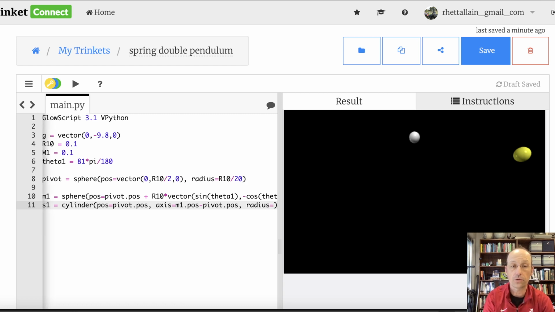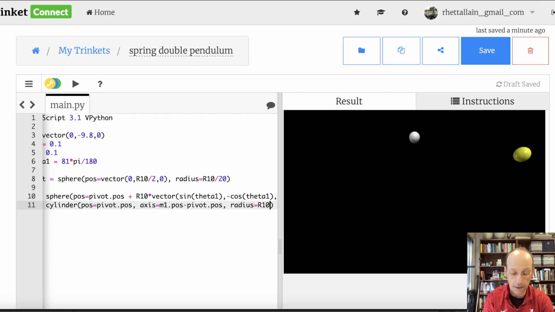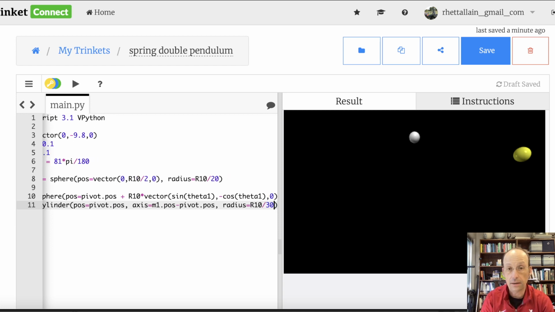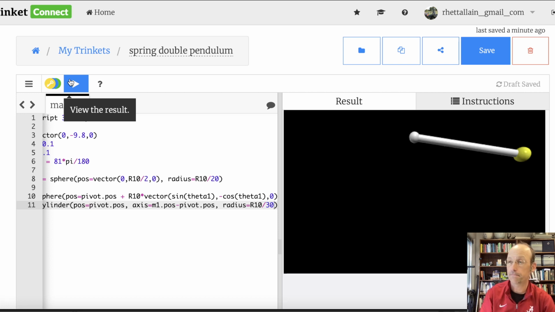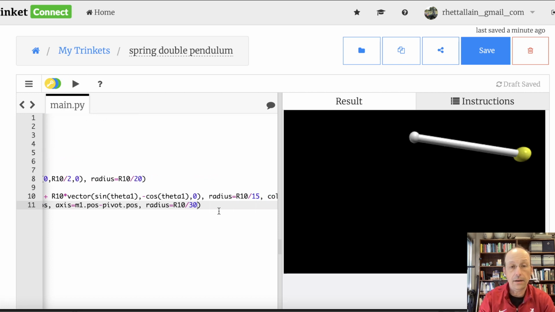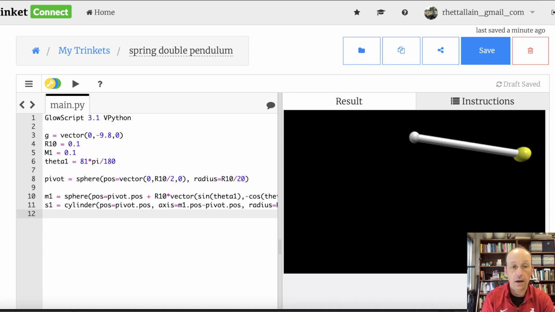Radius is going to be equal to R10 divided by, let's say, 30, and let's leave it as gray. There. That looks pretty good. Okay. Now I need a couple other parameters here. I'm going to need the value of K. Let's put it at 50. I'm just picking 50 newtons per meter.